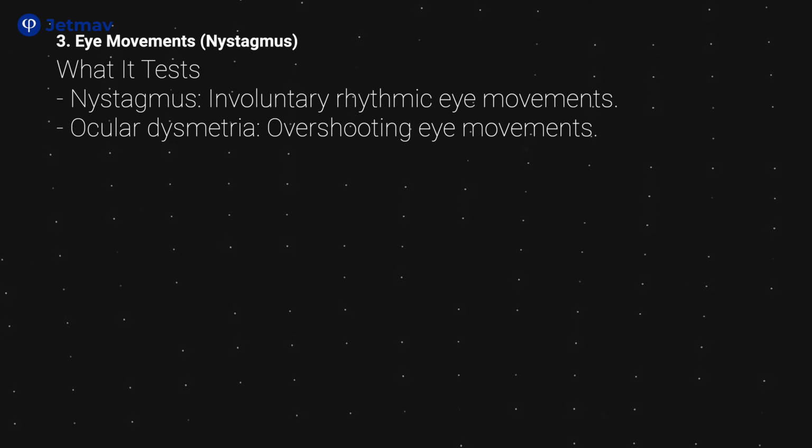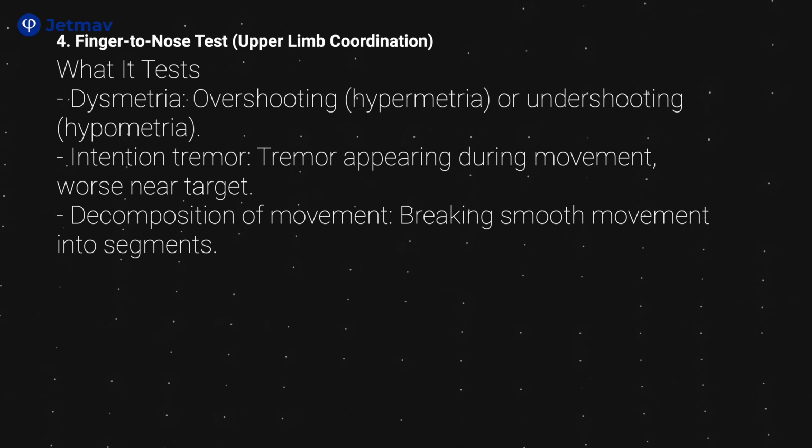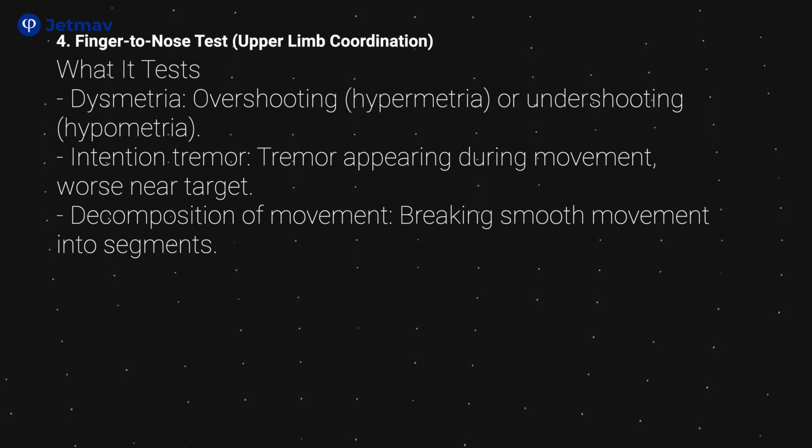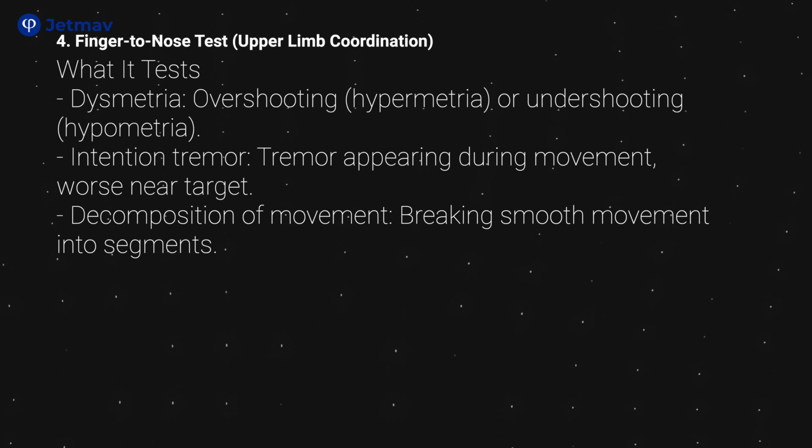So after assessing the eye movements, the next component is the finger-to-nose test, which helps us check for upper limb coordination. So in this test, we are checking for dysmetria. There might be overshooting, which is known as hypermetria, or undershooting, which is known as hypometria.